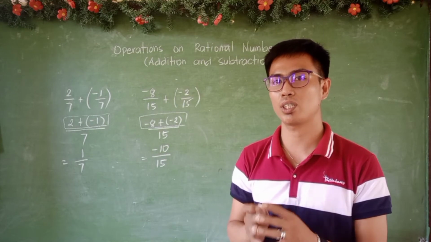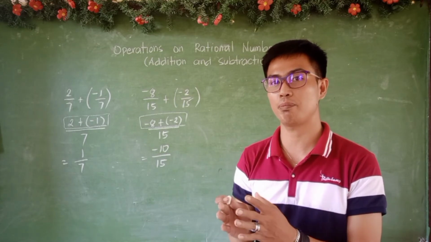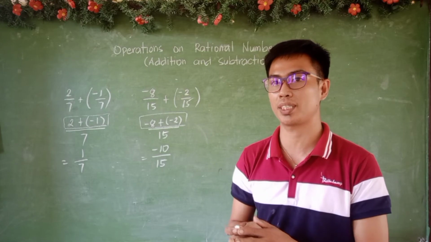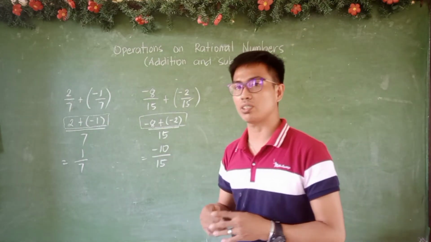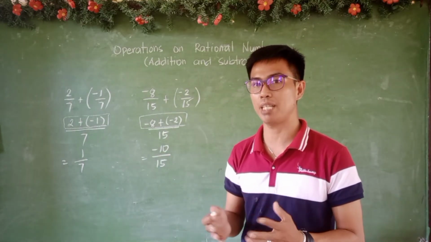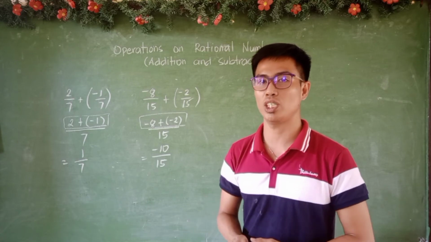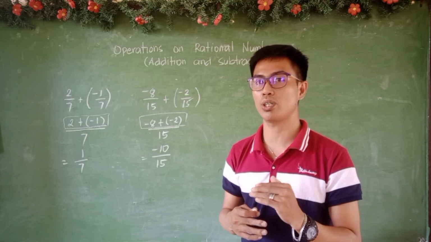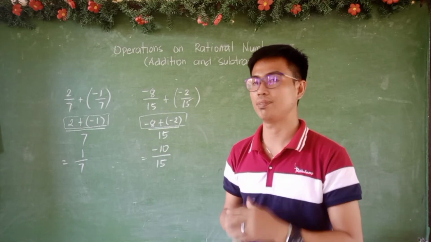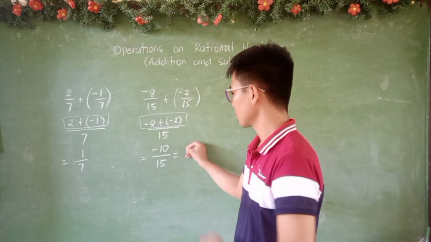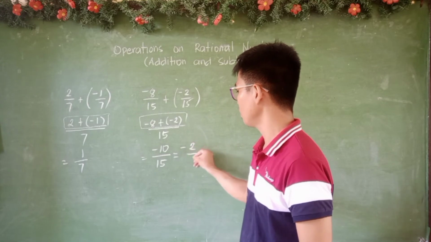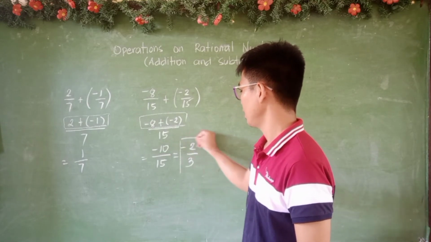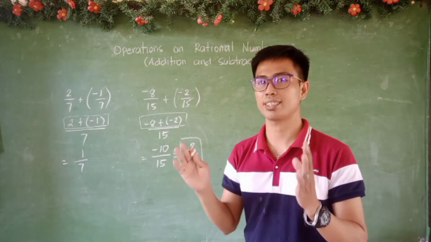And we're going to look if the given can be simplified or pwedeng kuhanan ng lowest term. So 10 and 15, since they are both divisible by 5, that means pwede pa natin siyang i-lowest term. And we're going to divide the numerator and the denominator by 5. So that will be negative 2 over 3. And that is our answer.